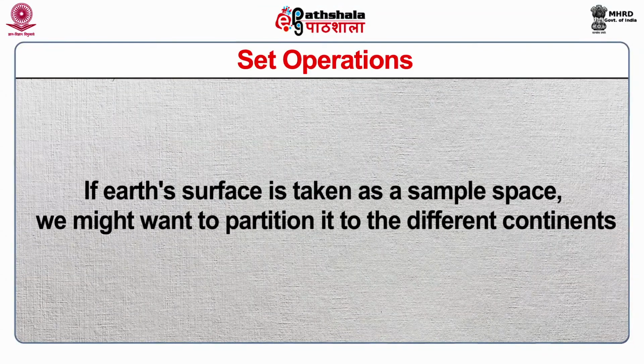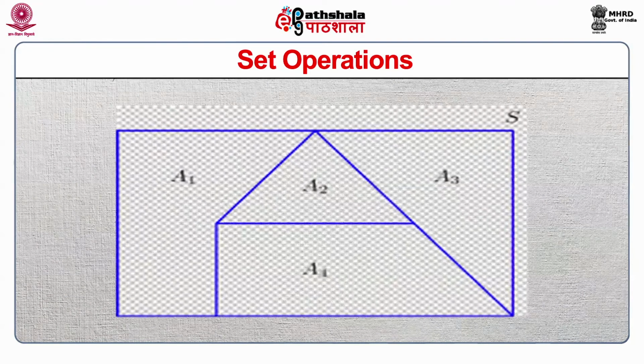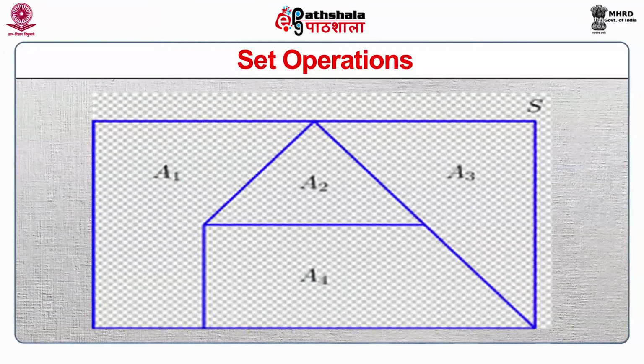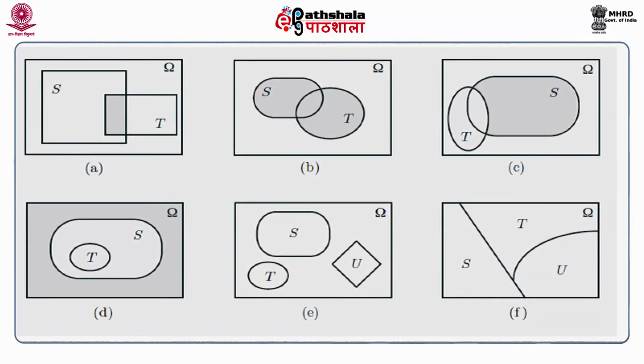Number 6. If the Earth's surface is taken as a sample space, we might want to partition it into the different continents. Similarly, a country can be partitioned into different provinces. In general, a collection of non-empty sets A1 and A2 is a partition of set A if they are disjoint, as shown in the figure. Here, the collection of sets A1, A2, A3, A4 is a partition of S. In the next diagram, you can see a combined view of these Venn diagrams.